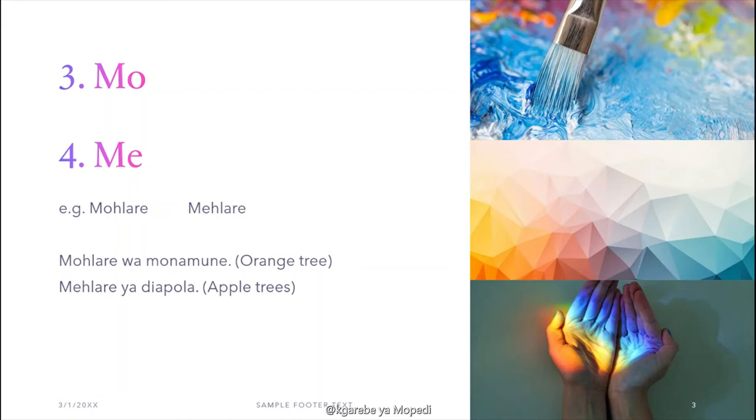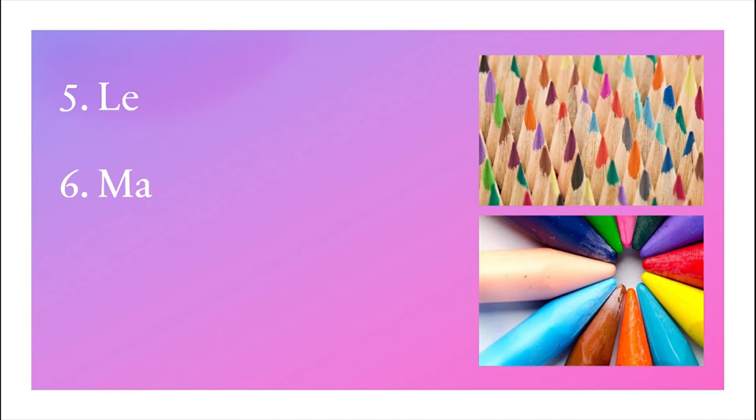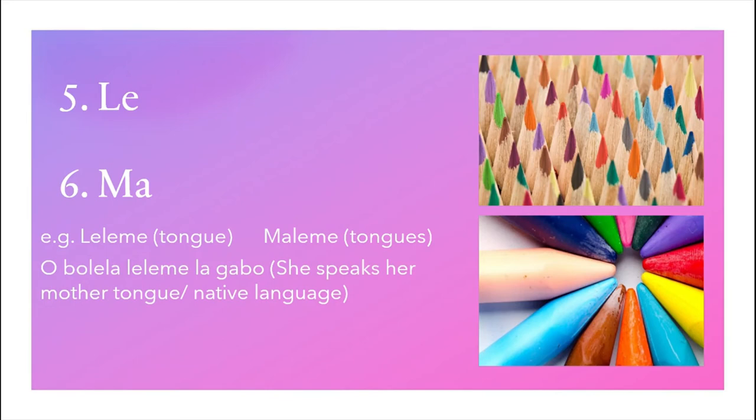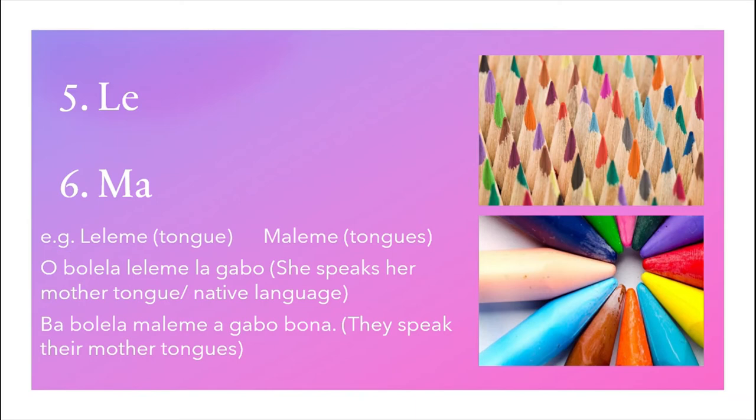And then we have le. The plural of le is ma. Leleme, maleme. For instance, o bolela leleme la gabo. She speaks her mother tongue or native language. Ba bolela maleme a gabo bona. They speak their mother tongue or native languages.